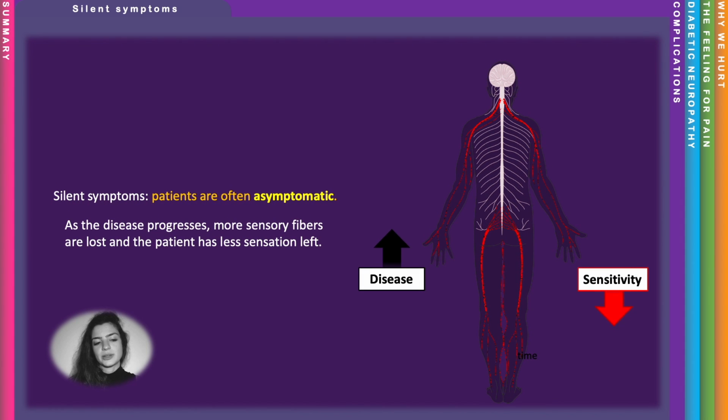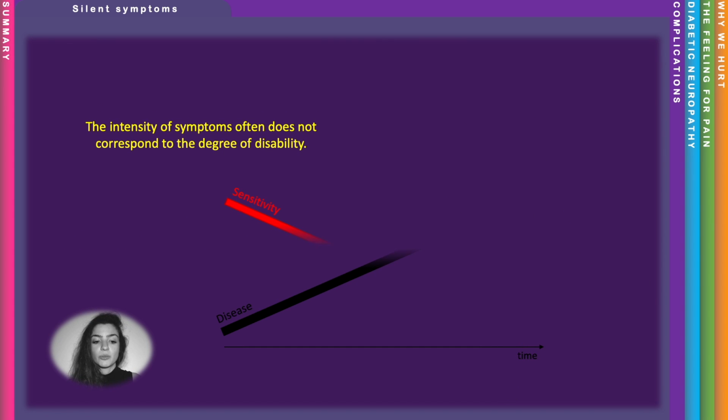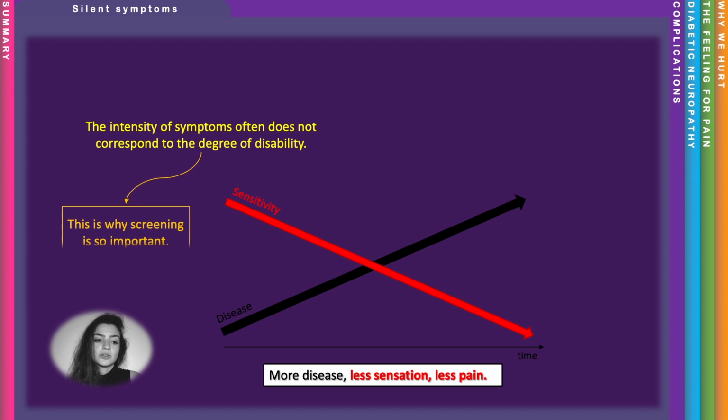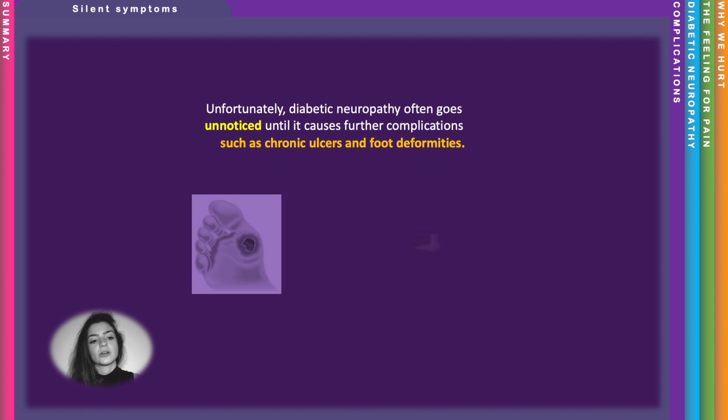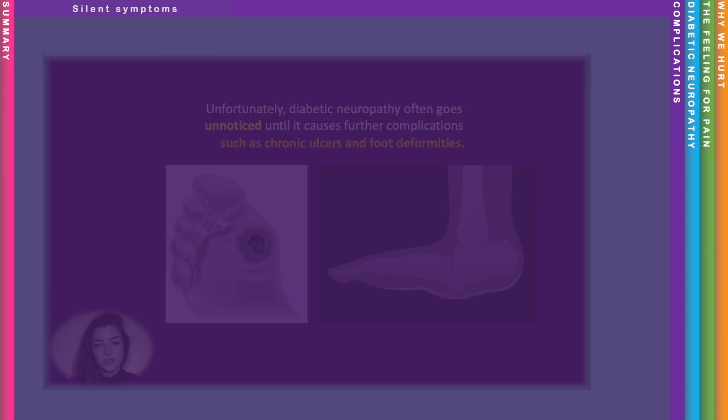The key thing with diabetic neuropathy is that patients are often asymptomatic, and this is because as the disease progresses, the less sensitivity you have. In other words, the more advanced the disease is, the less you feel it. So the symptoms don't correspond to the degree of disability, and this is why screening is so important, because otherwise it may just go unnoticed. Sometimes it will only be acknowledged once it has already caused further complications such as chronic foot ulcers and deformities.